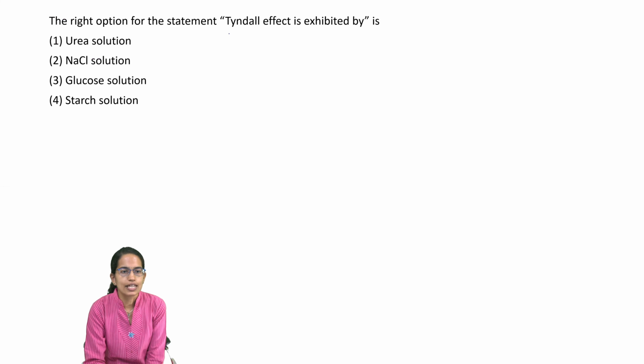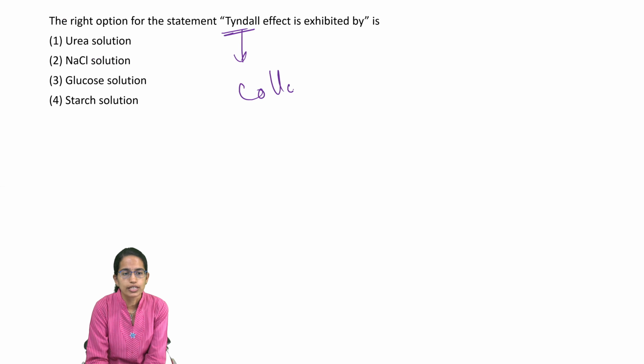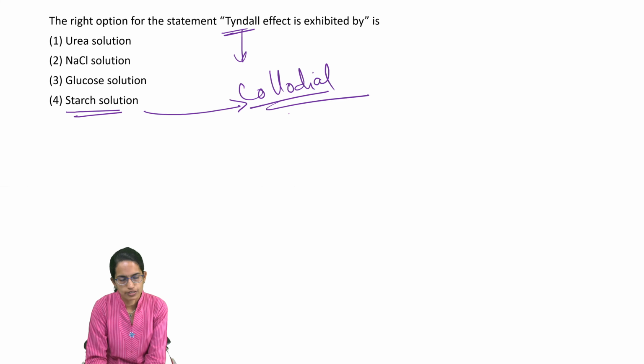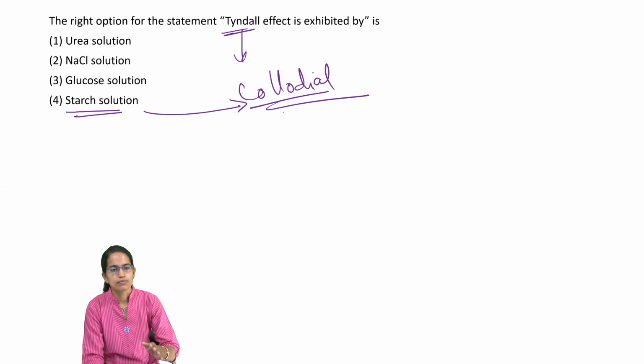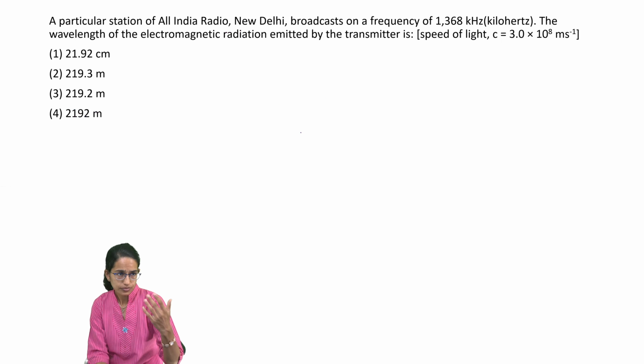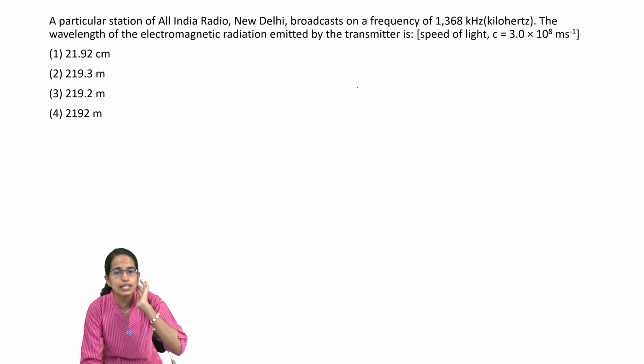The next is Tyndall effect, a very direct question. Tyndall effect is seen in colloidal solutions. Now which among the following is a colloidal solution? Definitely a starch solution is a colloidal solution. So 4 becomes the right option here. The next question is again a direct question.